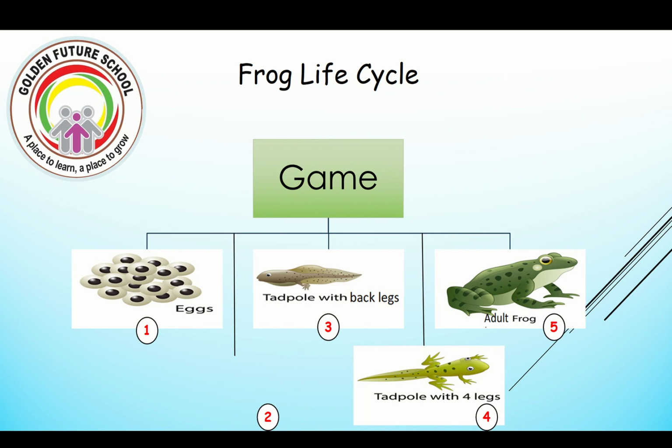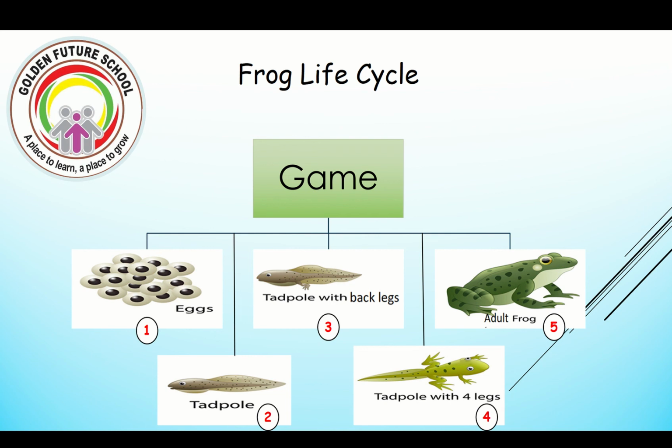Now open them. Which one is lost? Which step is lost? You can stop the video. Think about it. Okay, write it on a paper or in your science copybook. When you see the result, maybe you are right. Okay, let's check which one is lost. First step is the eggs, then second is tadpole. So which one is lost? Tadpole with back legs. Tadpole with four legs, adult frog.